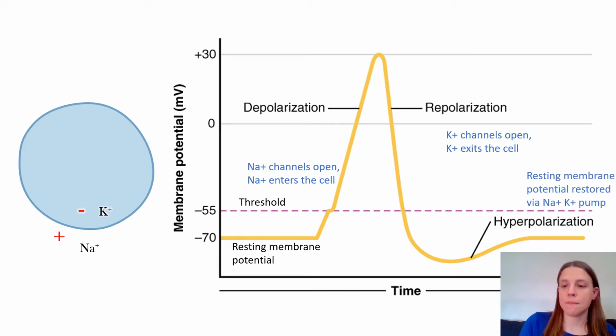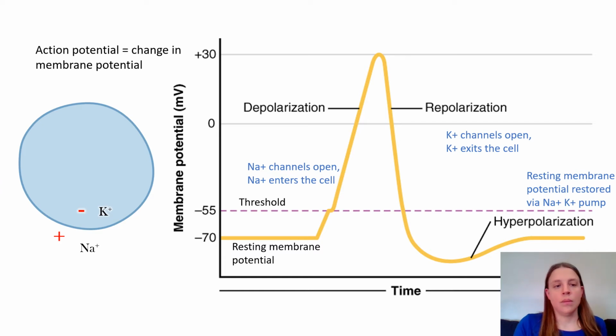And after hyperpolarization, the resting membrane potential is restored by the sodium and potassium channels being closed, and the sodium-potassium pump pumping the sodium and potassium ions back to their original state. So this is what we call the action potential. It's just the change in membrane potential that's occurring because of the ions moving in and out of the cell.